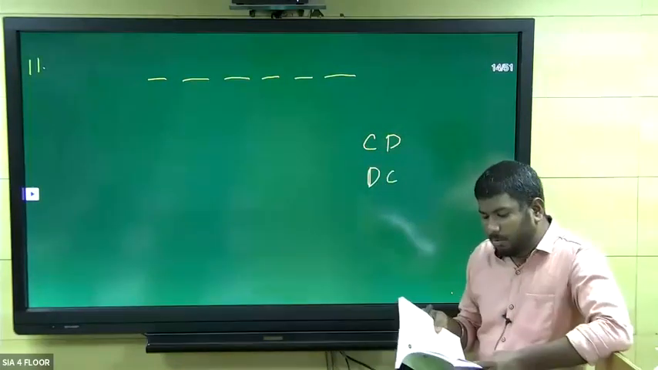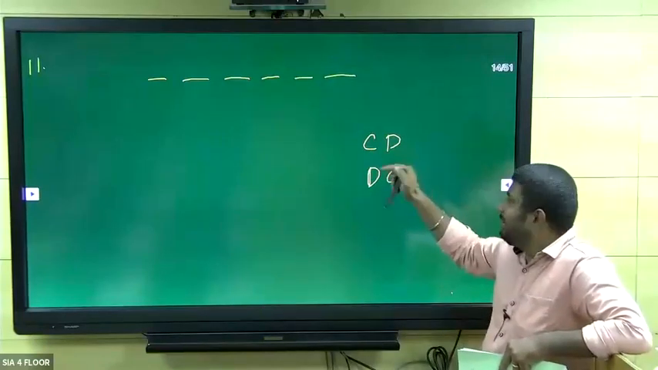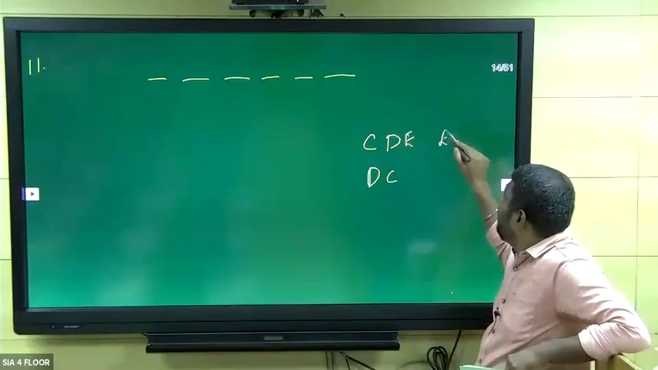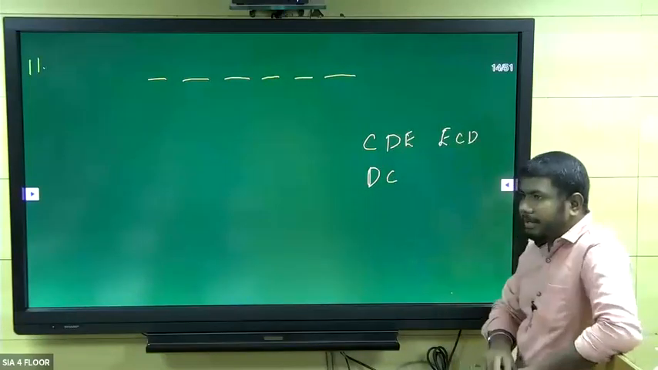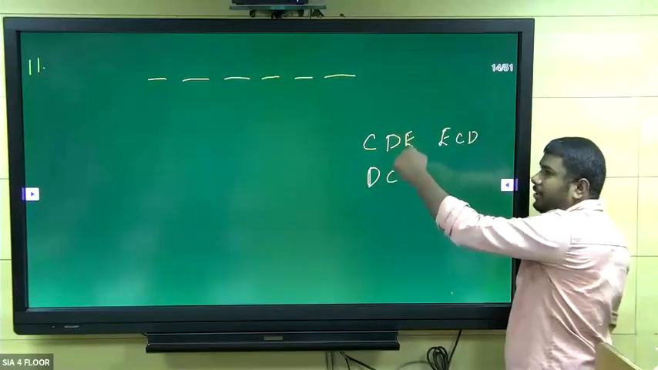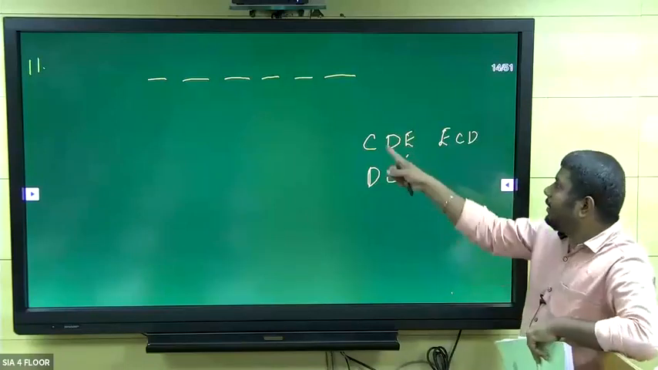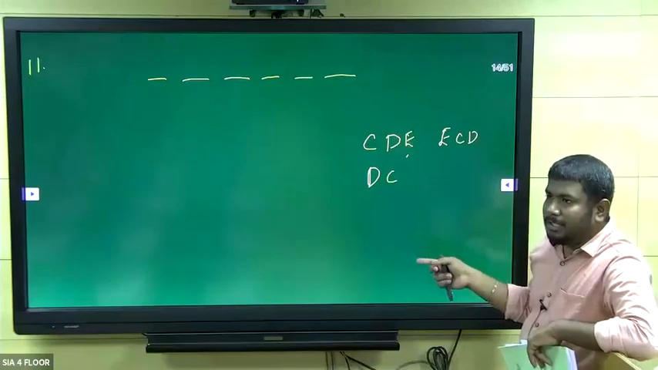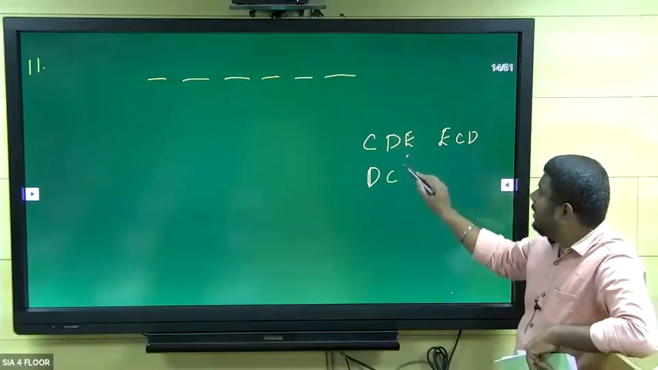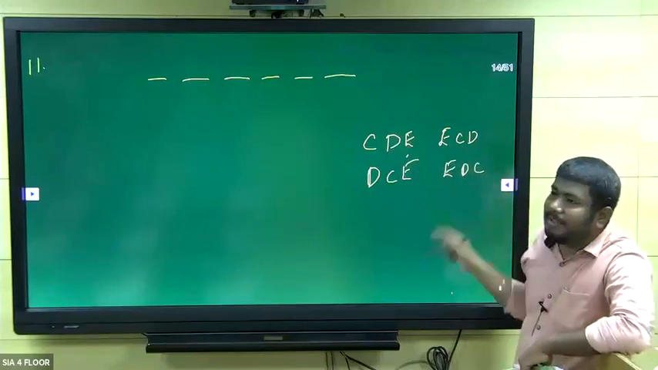Guys, listen here. C and D are standing close to each other alongside E. So E can come like this also or like this also, right? C and D are sitting close to each other, E should come alongside. So like this, two possibilities. And C and D are sitting close to each other, but we don't know who is right or who is left. So this is one. Now we have four possibilities for these three persons.